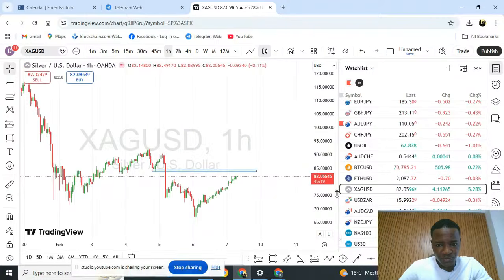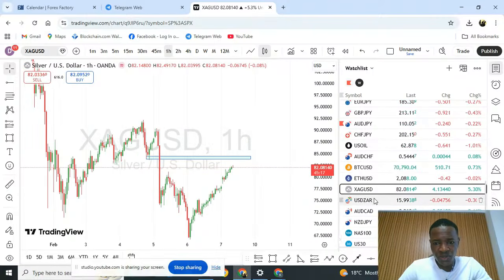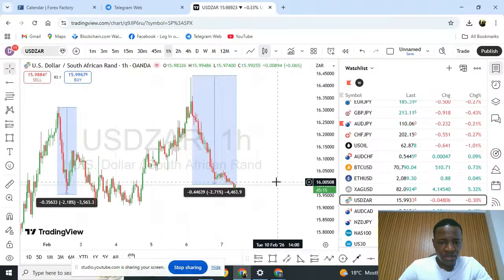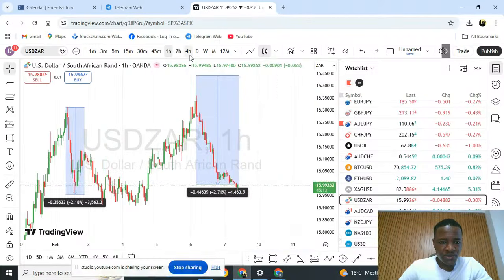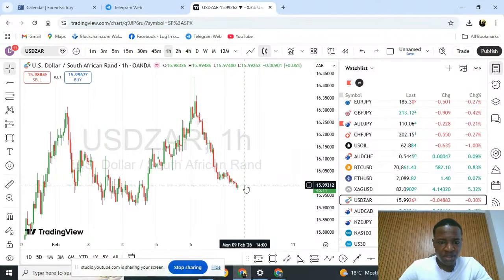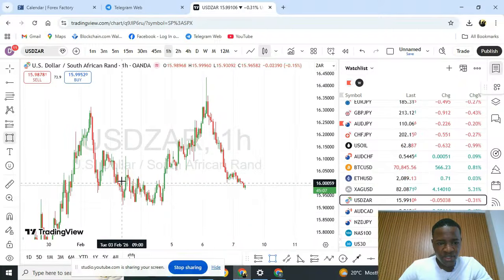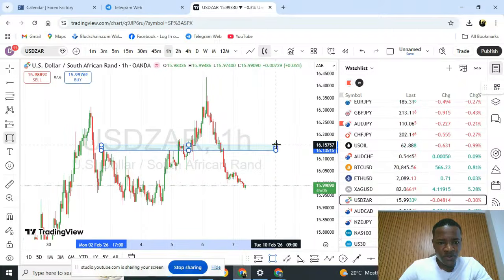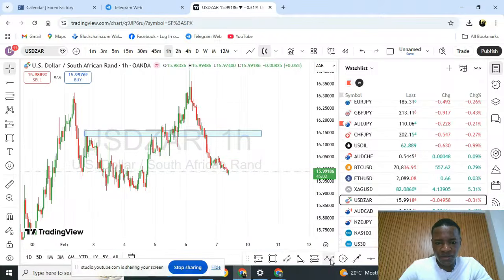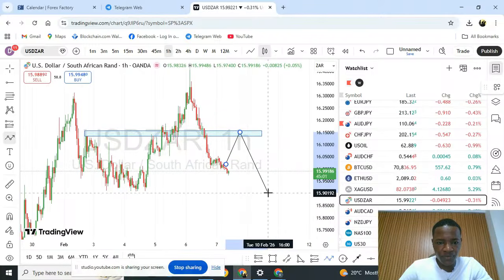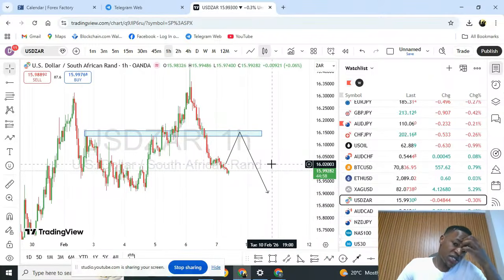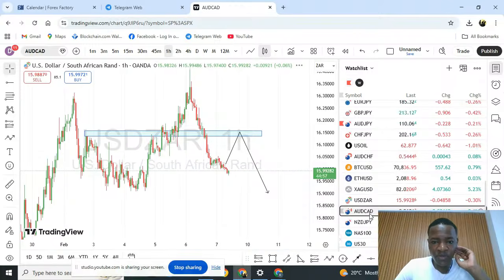XAG, I'll analyze it also with gold, USD ZAR. Let's remove the drawings and check USD ZAR. Very nice. USD ZAR, we're looking for more sales from this particular level. I remember last time when we tried to sell these on the office last time.